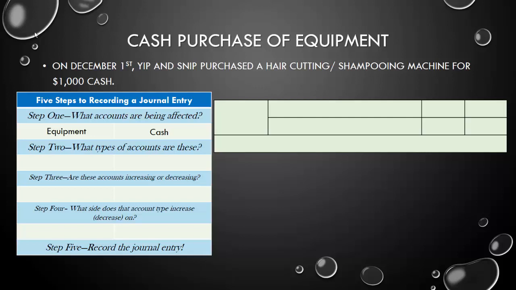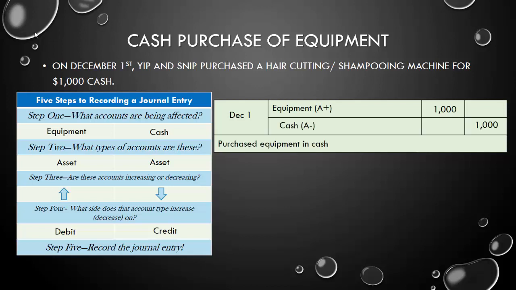The amount of equipment that we have is going to be contained within an asset account. Cash is also an asset. And that amount of equipment we have is going to be increasing, while the amount of cash we have, since we're paying out cash to acquire this equipment, is going to be decreasing. And they're both assets, and we know that assets go up with a debit and down with a credit. So for the cash purchase of this haircutting and shampooing machine, Snip is going to record a December 1st entry that debits equipment for the cost of this machine, which was $1,000, and credits cash for that same amount.